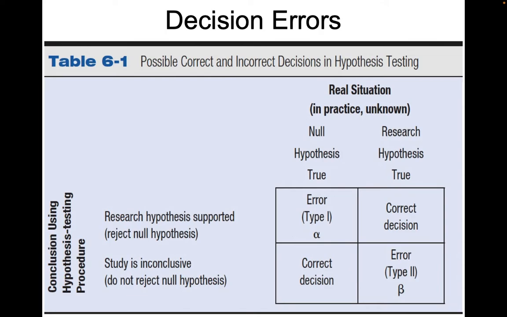So this 2x2 grid, I think, is very useful to keep track of the difference between a type 1 and a type 2 error. Your rows represent whether or not we actually reject or fail to reject the null hypothesis in our research study. This is what we actually do and know happens. Looking at the columns, though, we've got whether the null hypothesis or the research hypothesis is true, which is something that we can't actually ever know.